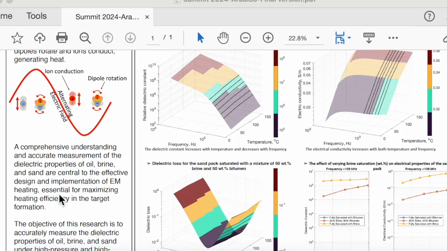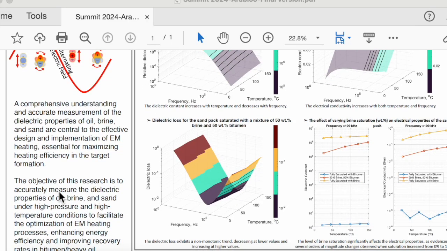This mechanism is what enables electromagnetic heating to efficiently heat the reservoir and reduce the viscosity, making the extraction process more effective. A comprehensive understanding and accurate measurement of the dielectric properties of the oil-bearing zone are crucial for the effective design and implementation of electromagnetic heating.